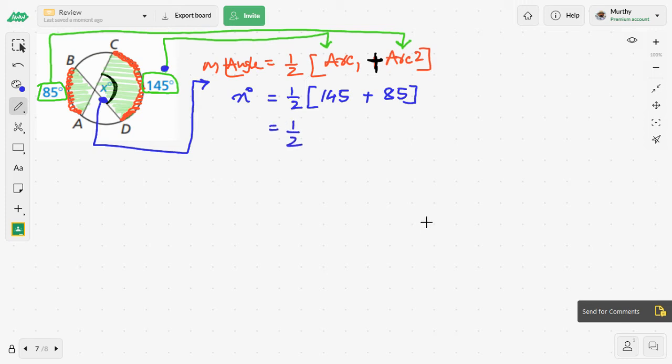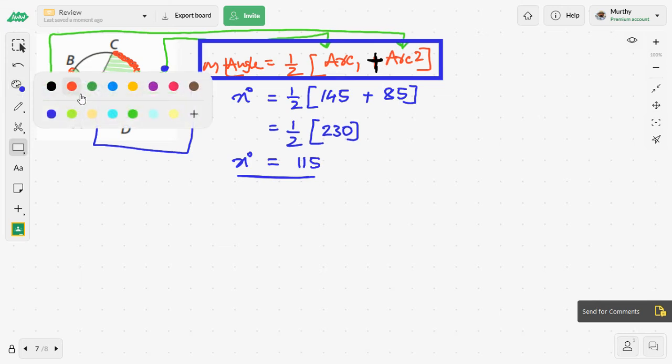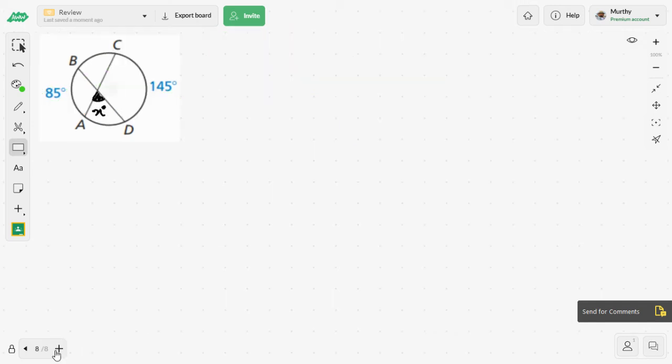Now 145 and 85. So 140 plus 80 gives me 220, and 10 more, 230. So half of 230 degrees equals 115. That's the measure of x, the central angle. So again, as I mentioned before, please remember that if you can memorize the condition or the rule, then it's going to be very easy. It's going to be super easy for you to solve the problems. But the only thing is you have to remember the rule. Okay. Let's go to the next question.